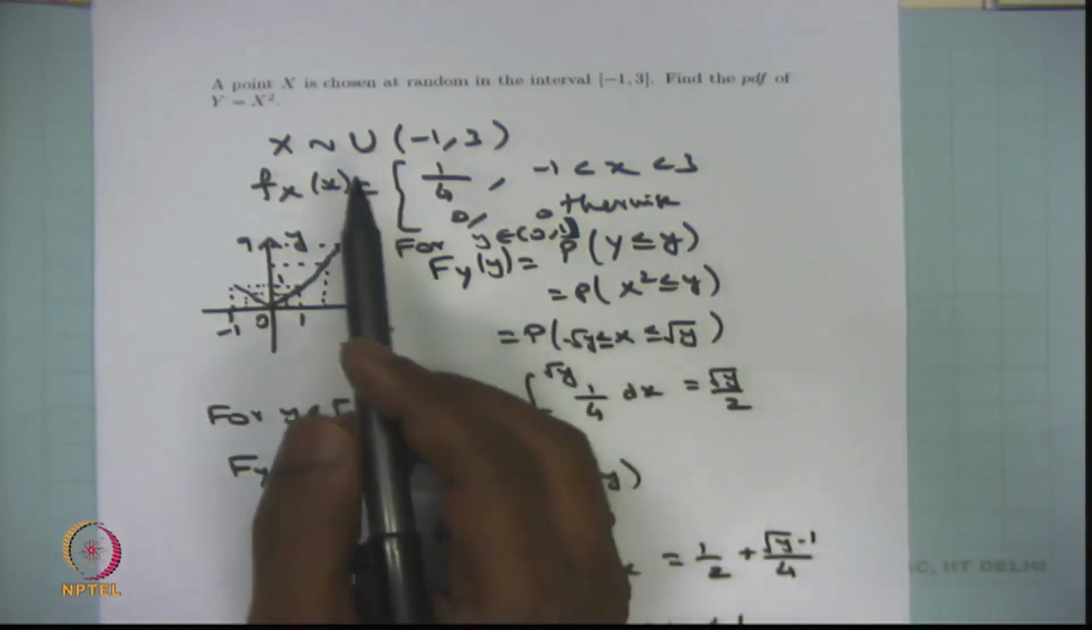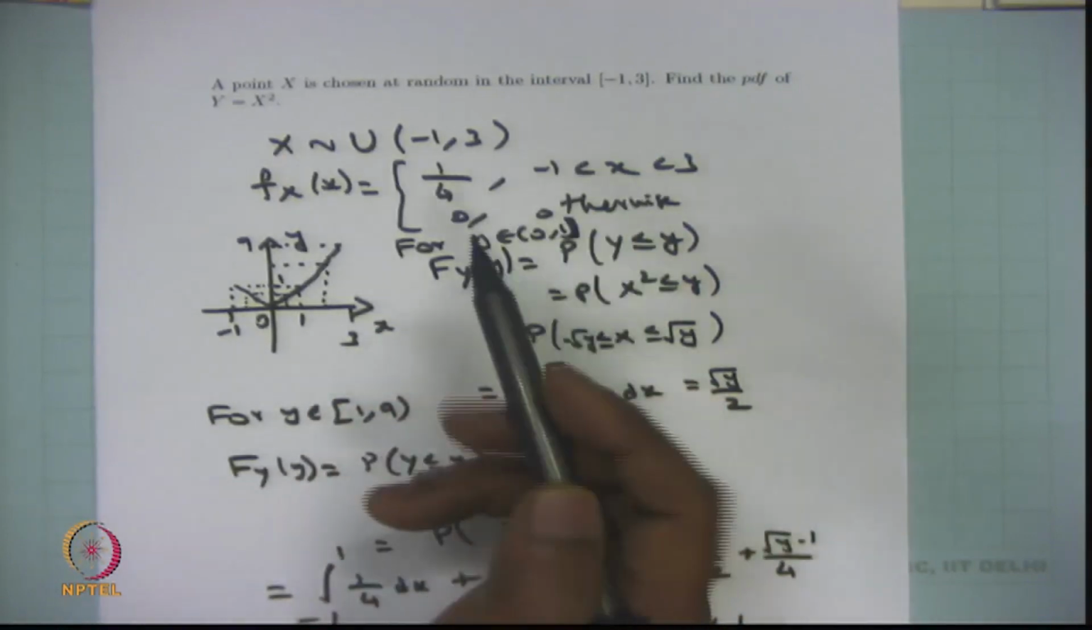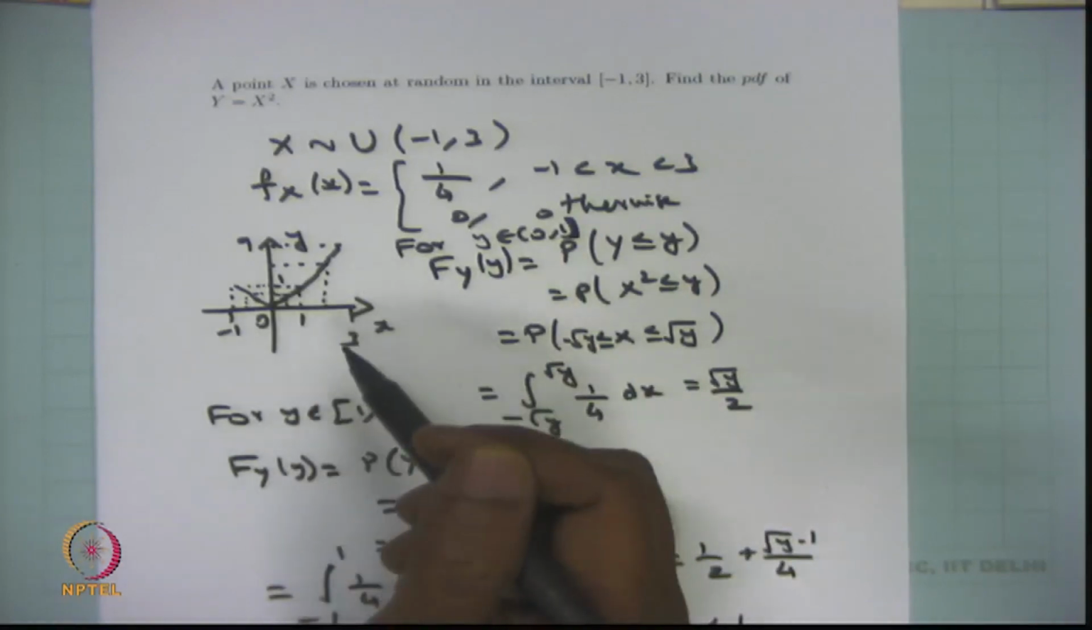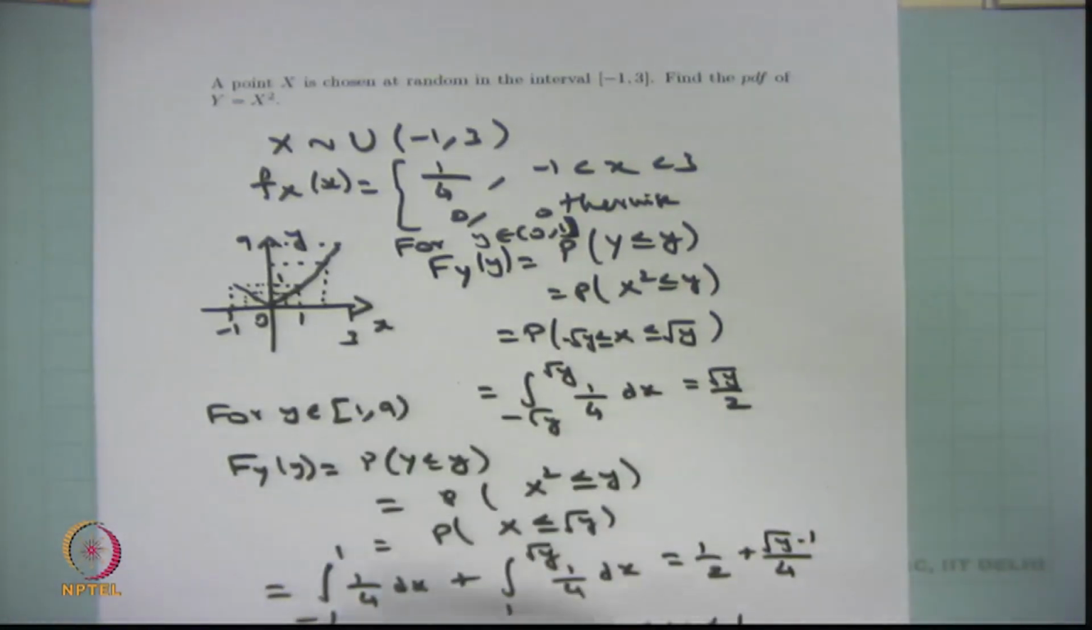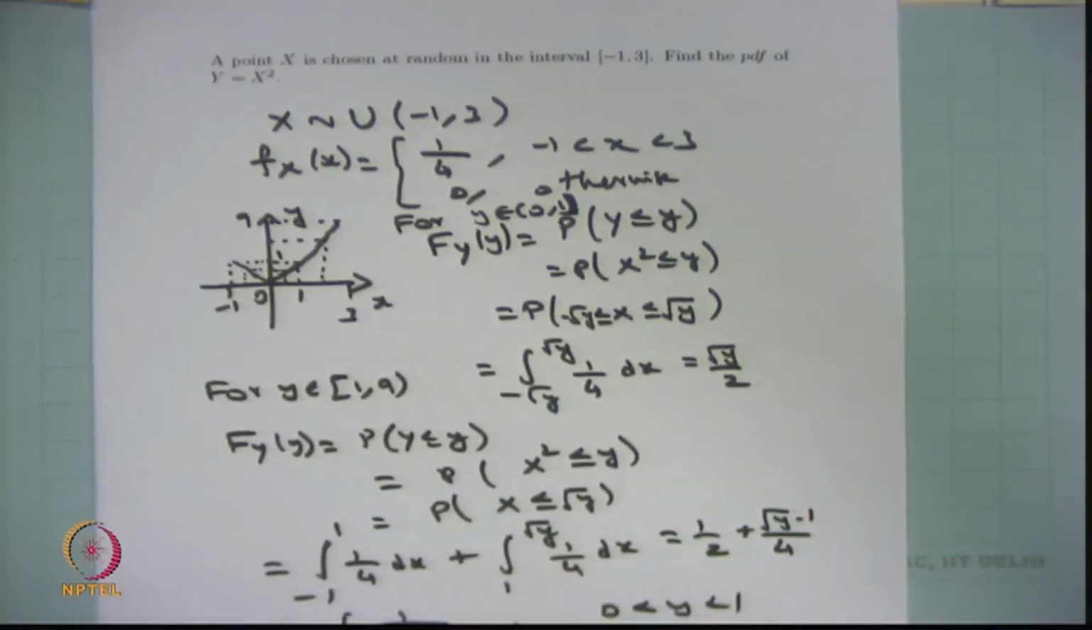If the question is the point is chosen at random in the interval 1 to 3, then it is going to have only one inverse, then also the problem is going to be in a different form. So, because of minus 1 to 3, in some portion it has two inverse images, in some portion it has only one inverse. Therefore, you are partitioning the interval piece by piece, finding the CDF separately, then you are combining everything. We will move into the next problem.